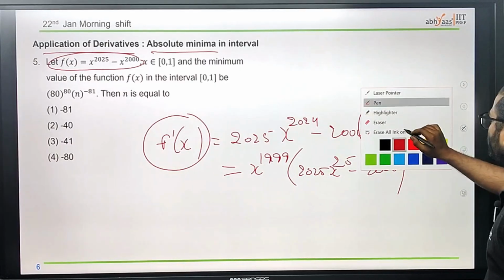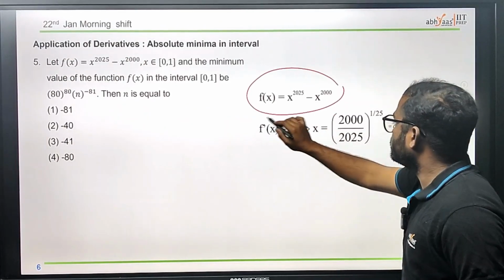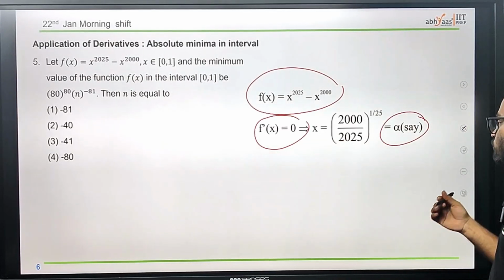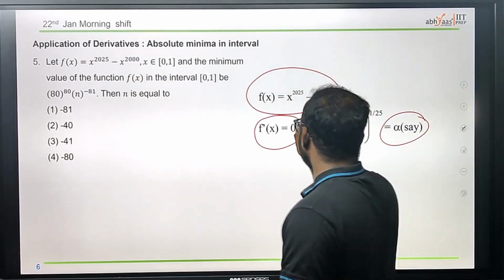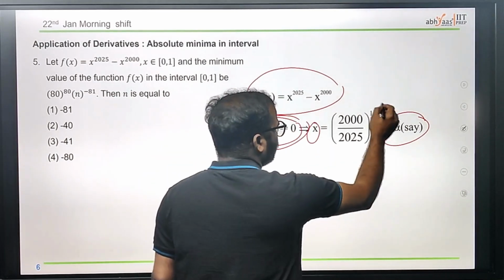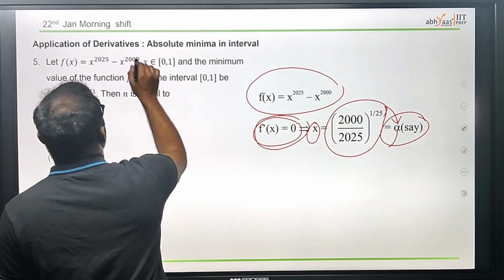I will show here. We have this function and differentiate it, and say the critical point is some number alpha. In order to find this, we set it equal to 0 and solve for x, and we get alpha. Now just substitute this alpha into this equation.